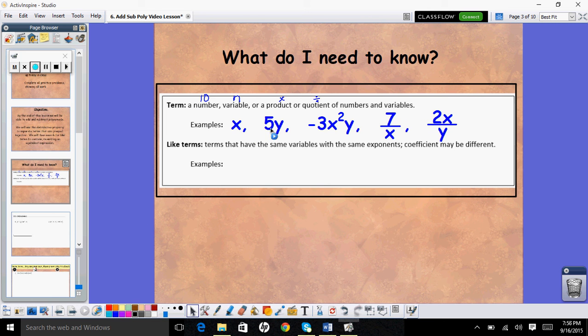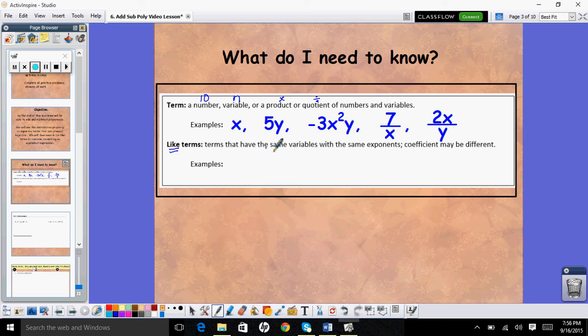Now, you can see here 5 and y show a product between a number and variable, whereas this example over here, 7 and x, show the quotient between the two. Each and every single one of these 5 examples demonstrates only one single term. They are not separated by addition or subtraction, which would separate terms. Like terms. Today's focus is finding like terms.